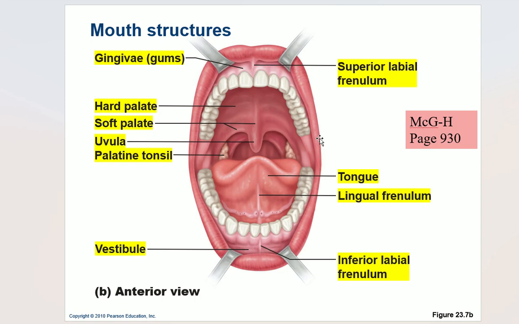And then what else do we have here? Palatine tonsil. So remember tonsillitis? We talked about that in a previous lecture. Palatine tonsils, tonsil stones, little crypts where bacteria can hide. And that's about it for mouth structures.